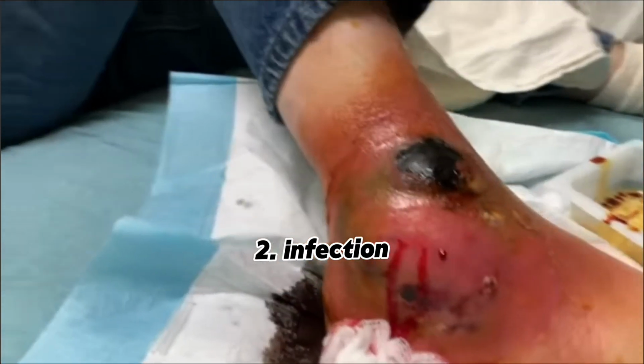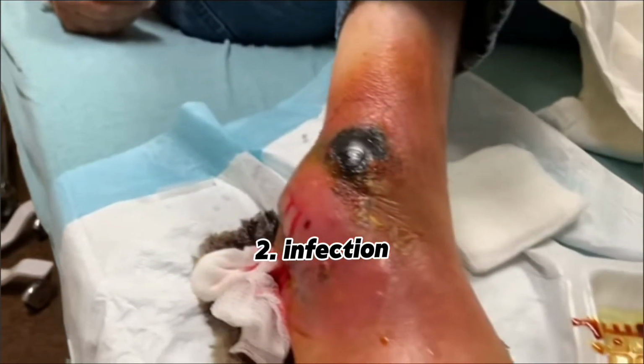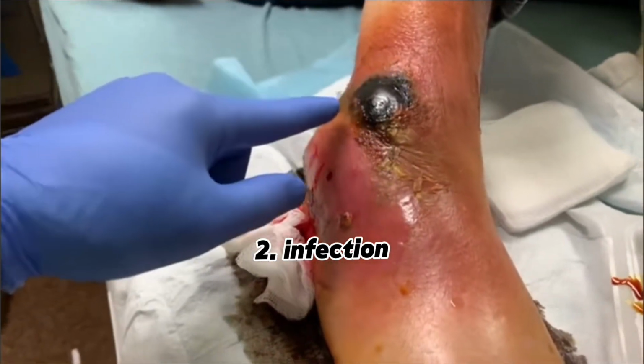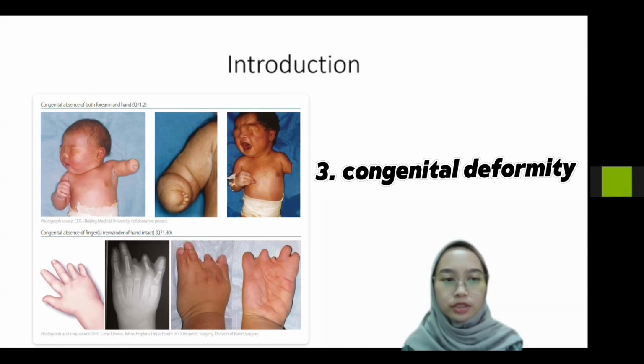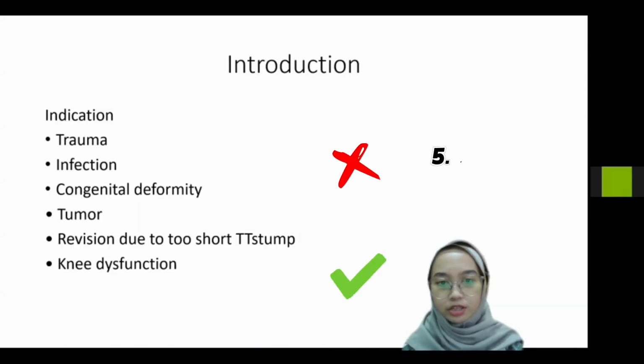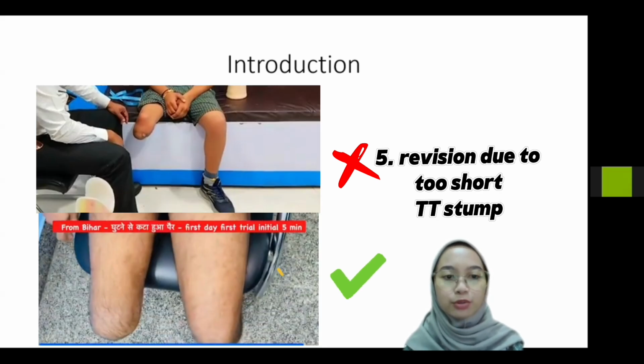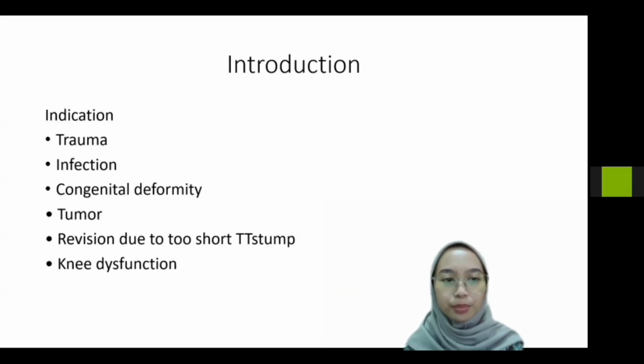Infection, which develops into what we're seeing here, a central eschar of necrosis. Then congenital deformity, tumor, revision due to too short TT stump, and knee dysfunction.